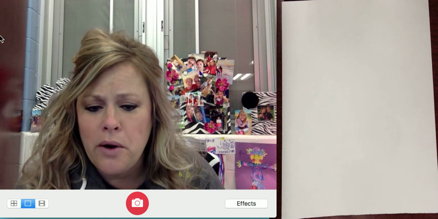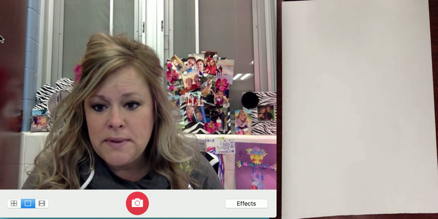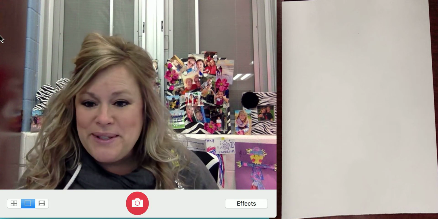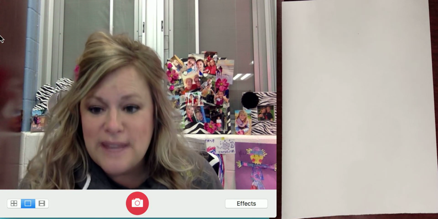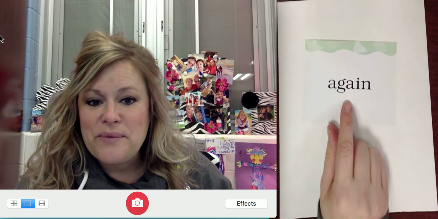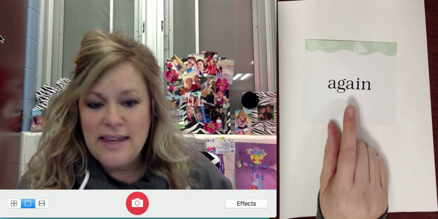I know you know how to sound out final stable syllables, but we're going to talk about spelling final stable syllables. But before we start that, let's take a look at our second grade sight words. Get ready to go? All right. What's this word? Again. Very good.